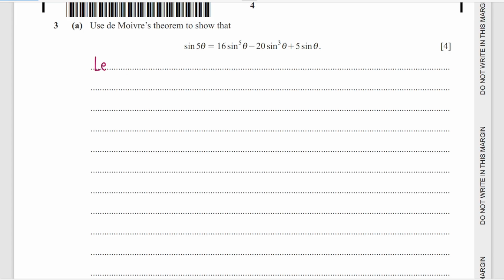Here, we have to do it in two ways. The first method, since sine 5 theta, I have 5 here beside theta, I need to start with z equal cosine theta plus i sine theta and raise it to the power of 5. Here z equal cosine theta plus i sine theta must be stated.